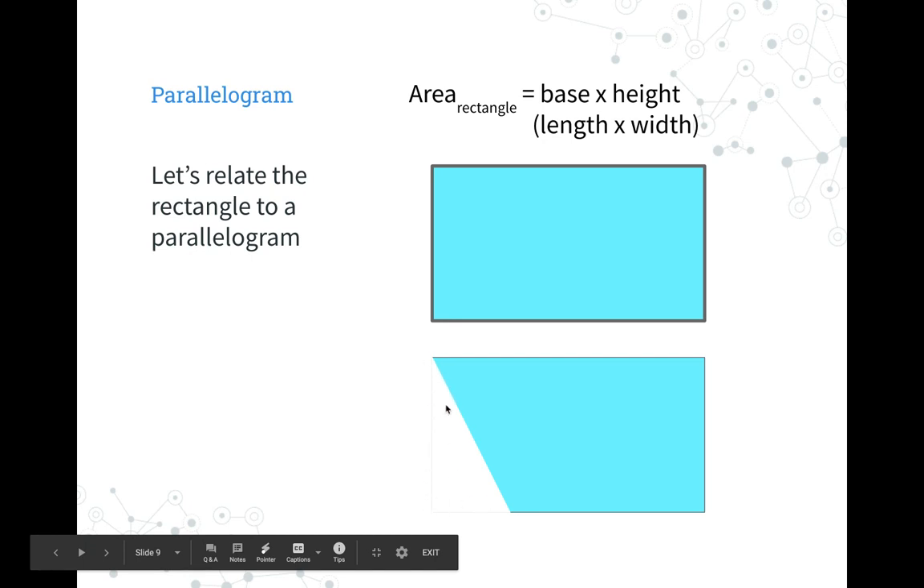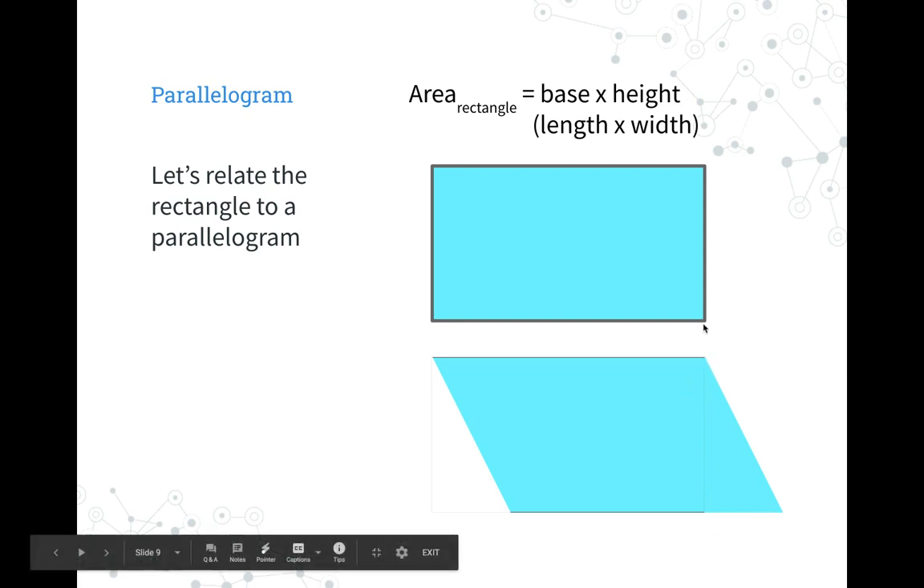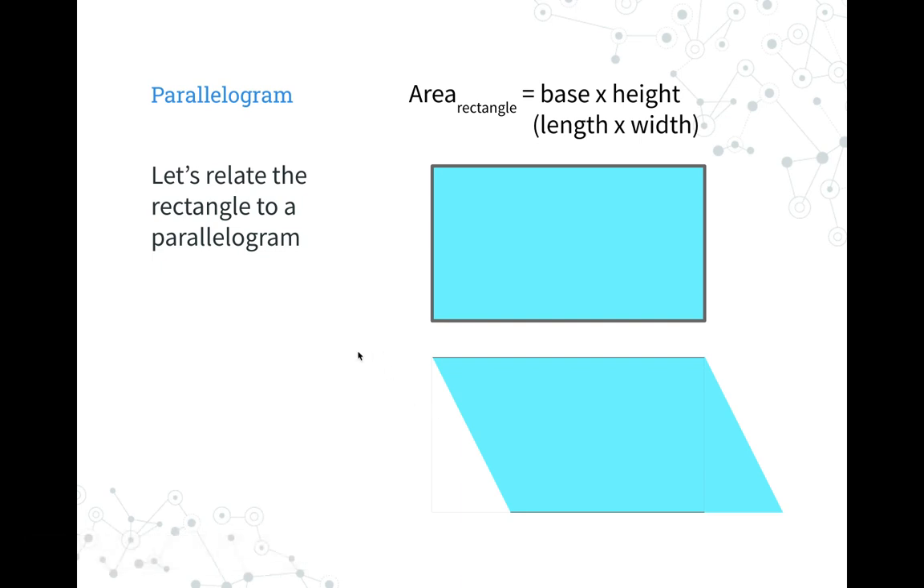I'm simply going to translate this part that I cut out. I'm just going to slide it over here. You're going to see that it fits perfectly over here because this side of this triangle is what was originally the side of the rectangle. So now, what shape do we have here? We just have a parallelogram.